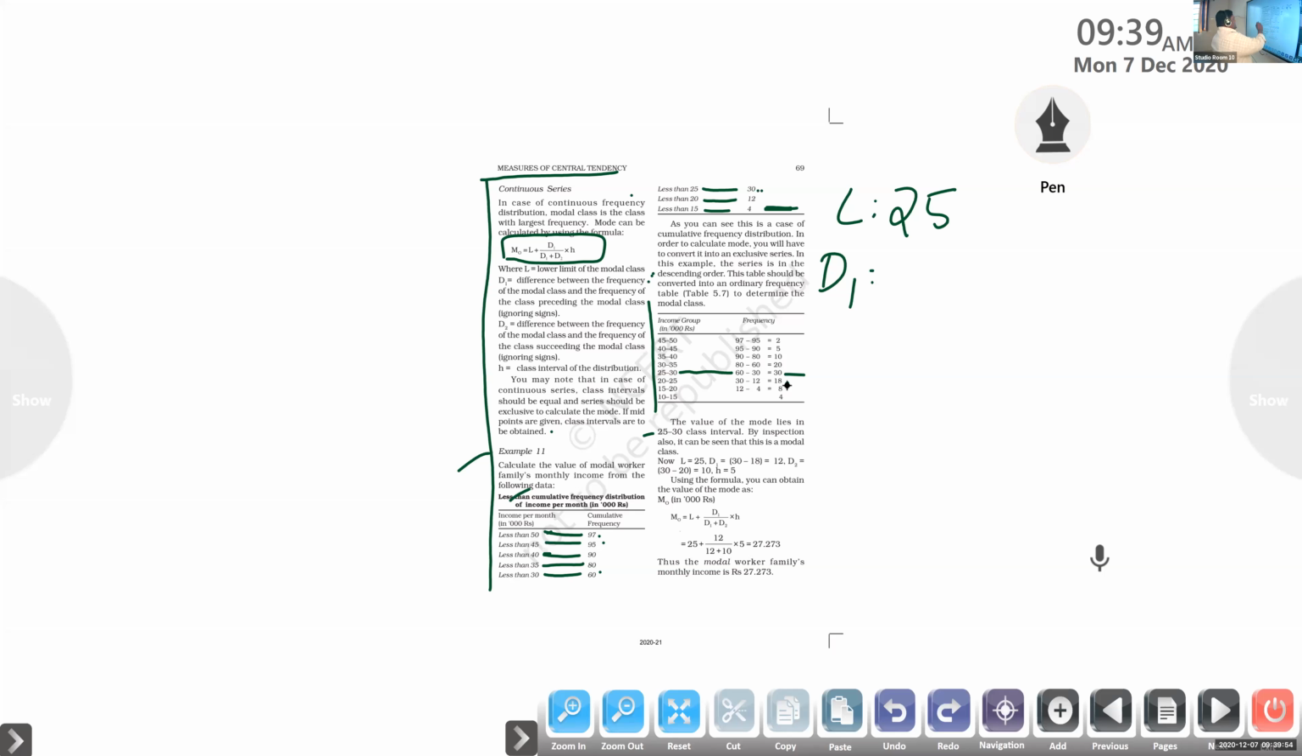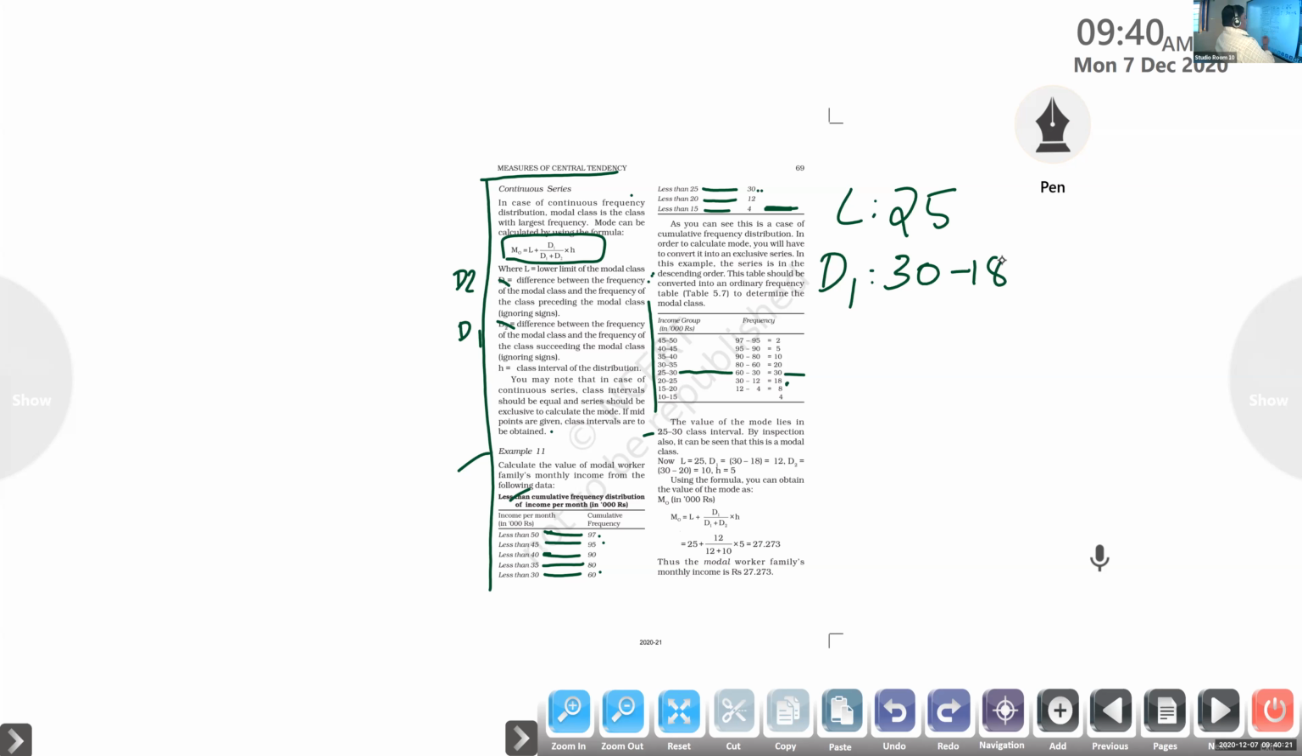So here we want to make a change: cut here and write D2, and cut here and write D1. Clear? Understand? Okay. So here L is 25, and D1 is the difference between the frequency of the modal class and the frequency of the class succeeding the modal class. So we can say it is 30 minus 18.